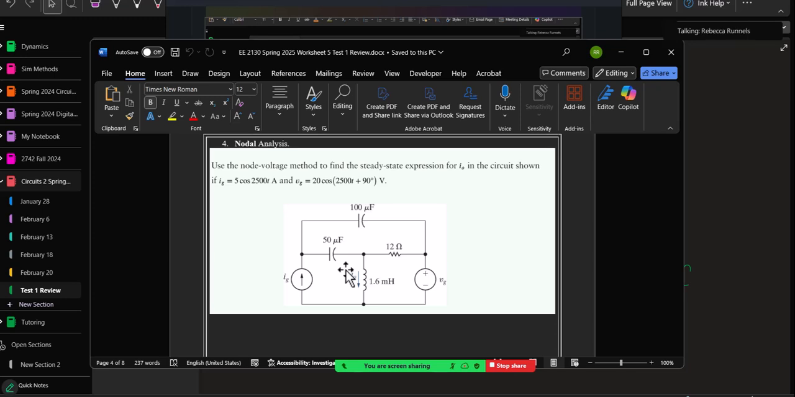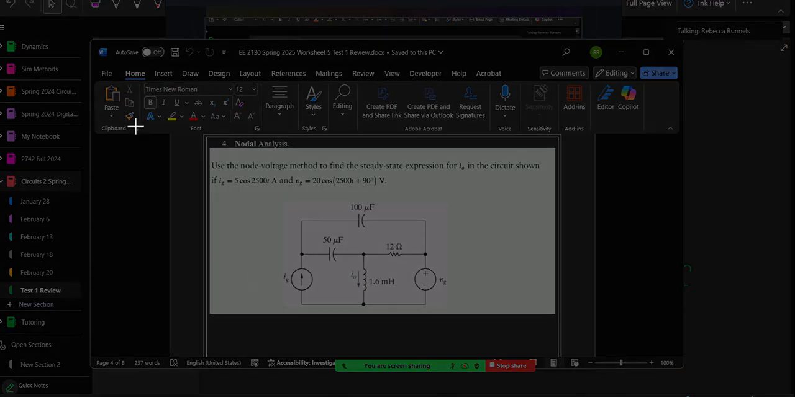I don't want to do this one. We'll do this one. I'll set this one up. I'm not going to go. You're just going to have to believe me on the calculations because I don't want to spend the time doing calculations.